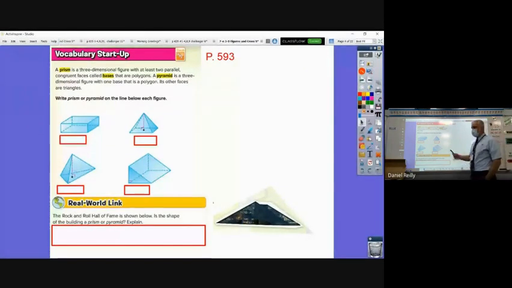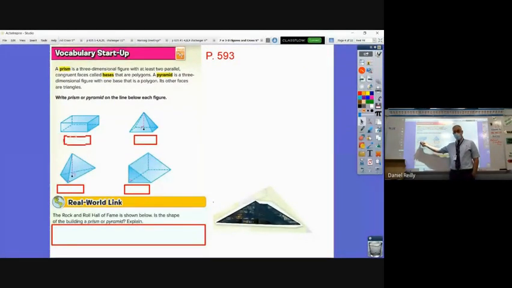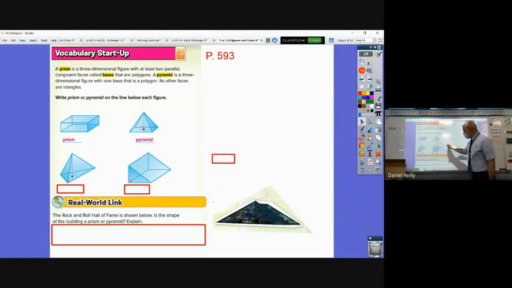This first one is a prism because it has all rectangle sides. This is a pyramid. So we shouldn't have too much trouble with that. This one, also a pyramid. And this one is the trickiest one. So let me point out two things here.